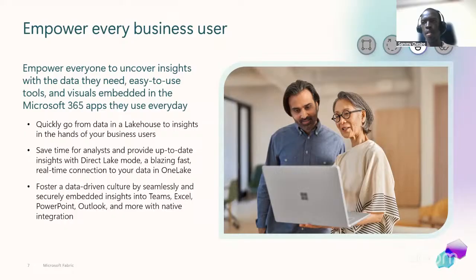And so this data can now easily flow from Microsoft Fabric to other pieces of Office 365. You can move this data to your Teams application. You can move this to Outlook. You can move this to PowerPoint. You can move this to Excel. And you can move it to any other piece that you want to.